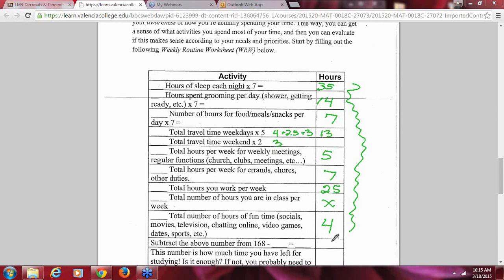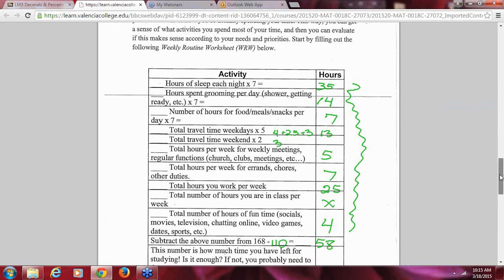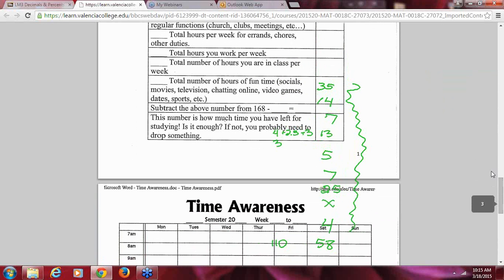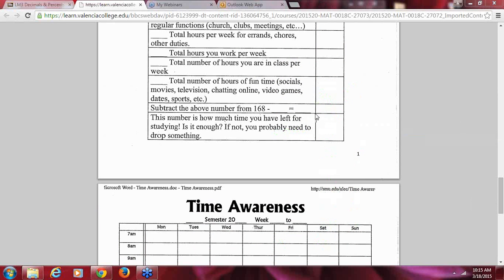Okay, so it says that I have a total of 110 hours that I've scheduled already. Now again, technically there are 168 hours in a week. So 168 minus 110 means I have 58 hours left. Now obviously I probably left some things out, but I was just trying to do this as an example. Out of those 58 hours, do I think that is enough time for me to study? Because that was the only thing that wasn't up here. And I would say yes, because obviously that's plenty of time.